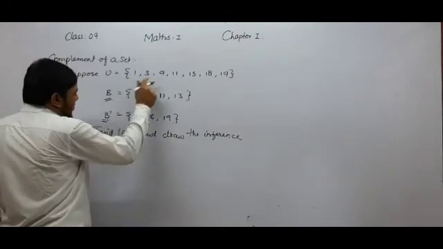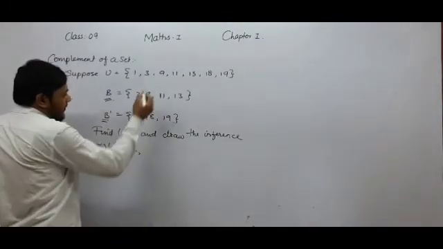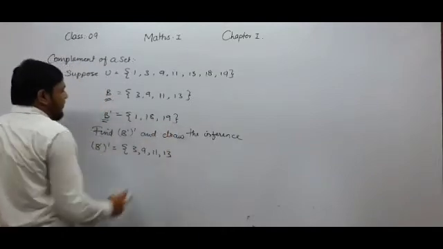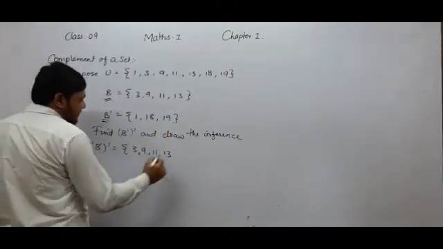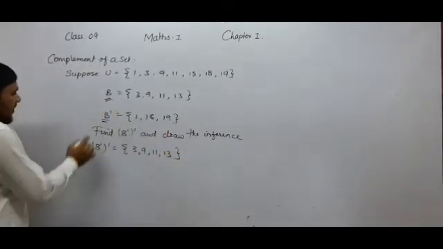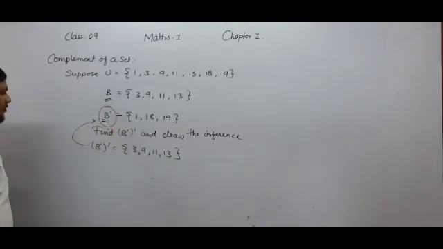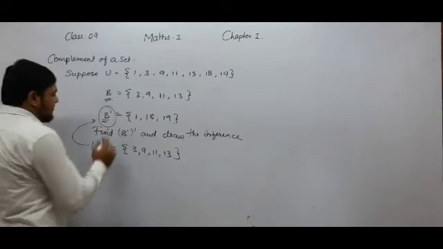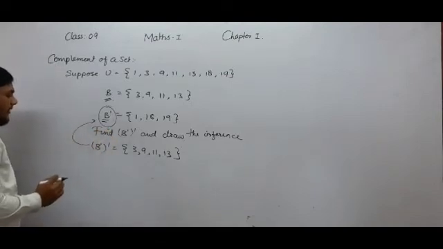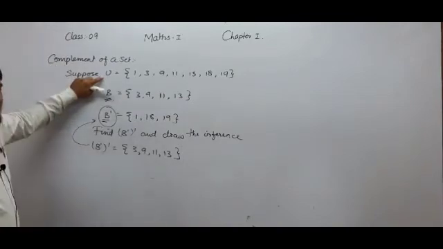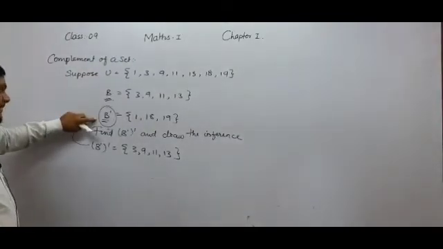So 1 will be skipped and we write 3. Now after 3, 9, 11 and 13, we will skip 18, 19 because they are in the set B complement. So here we have found the complement of this set. This is nothing but the complement of this set. Complement of B complement means the set of all elements which are the elements of set U but not in set B complement.